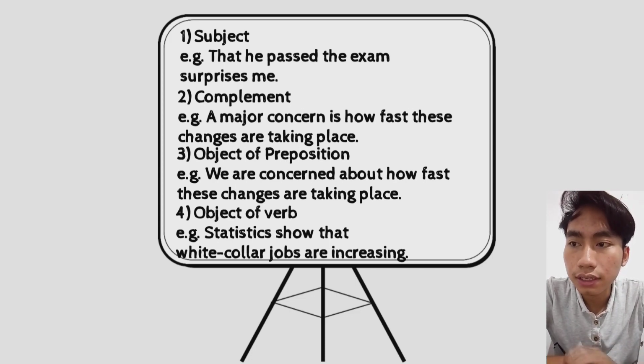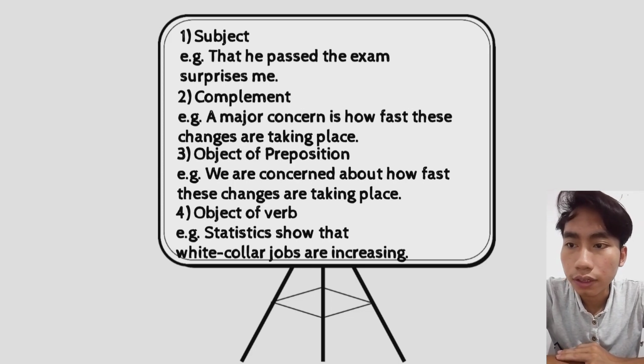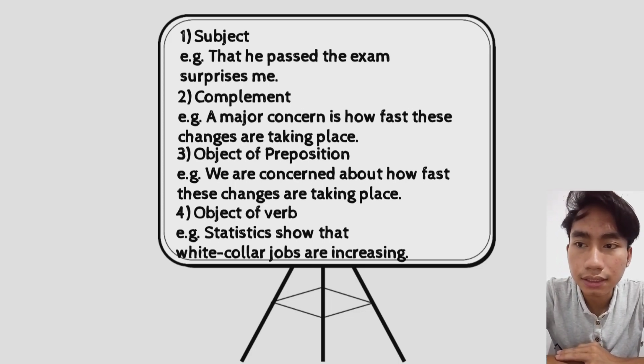And the last one is object of verb. Noun clause functions as the object of a verb in a sentence, particularly of a transitive verb. For instance, "Statistics show that white-collar jobs are increasing." "That white-collar jobs are increasing" is the object of a verb.